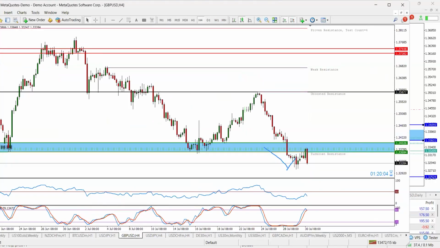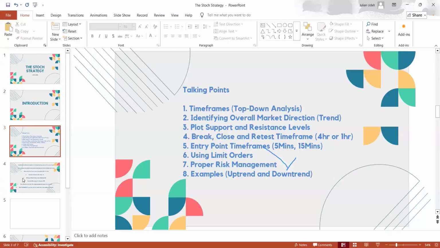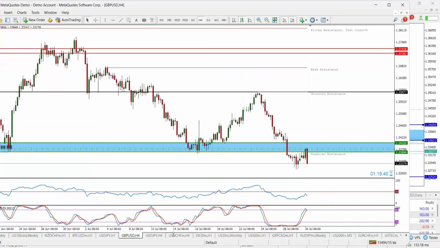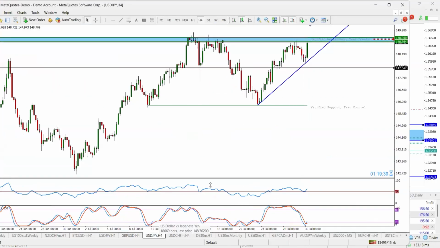Now let me check the PowerPoint to make sure that we have covered all the talking points. We said we plot support and resistance levels, your break, your close, and your retest on your 4 hours and your 1 hour, and then your entry point time frames, right? So that is just basically it. It's not hard. It's not hard. Look at what I said about the USD JPY.